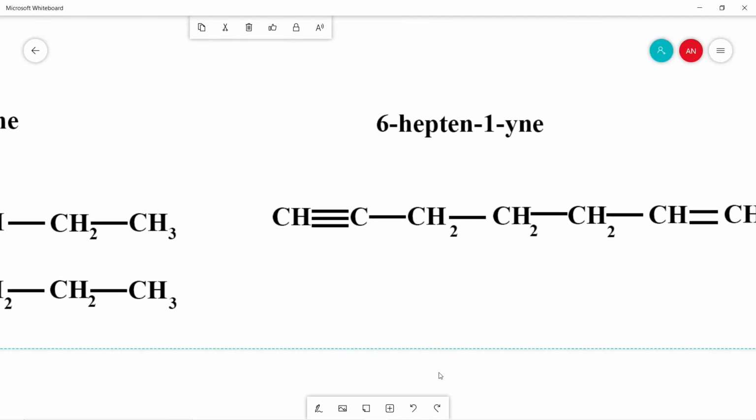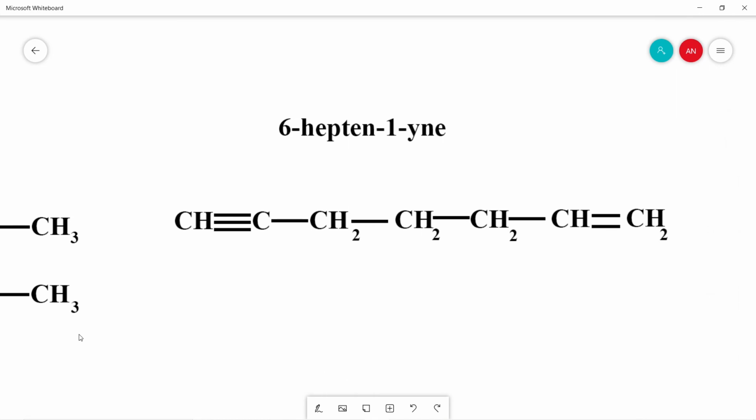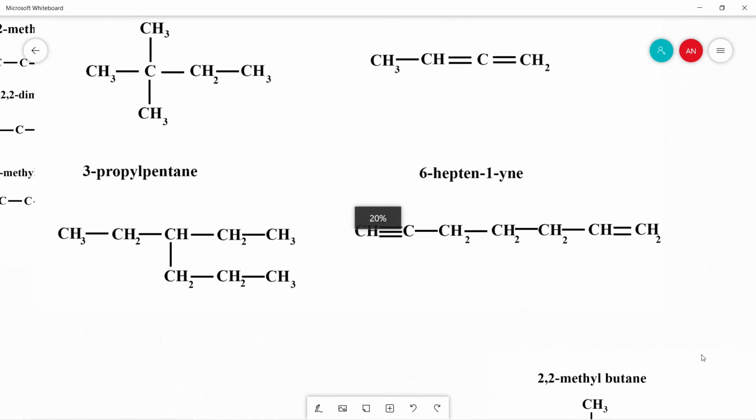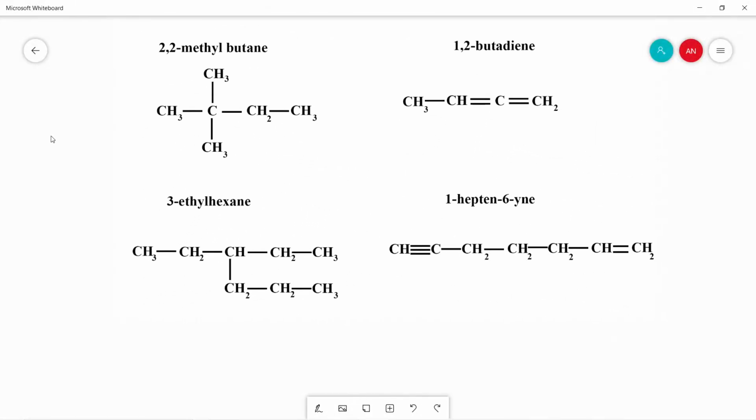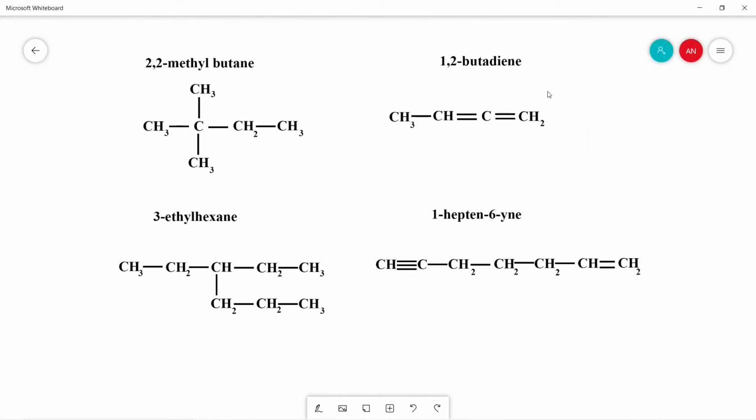This one finally. We have already discussed previously in this video that if double and triple bonds get identical positions, we will give preference to the double bond, but this name is saying that we have given preference to the triple bond, so it's totally wrong. We will give preference to the double bond, right? So the correct names of these structures are 2,2-dimethylbutane, 1,3-butadiene, 3-ethylhexane, and 1-heptene-6-yne, right? We have already discussed this before.